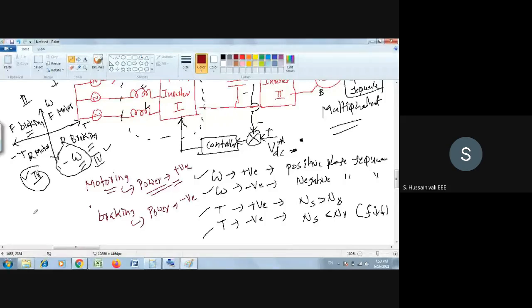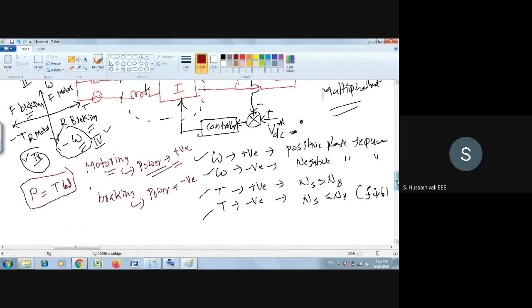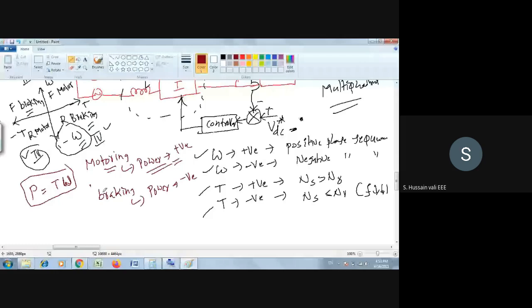Now, what is power? You have a formula for the power. I think it is T into omega. Am I correct? Yes, sir. Now you see yourself. To have power positive, what should be the values of T and omega? Either both are positive or both are negative. Am I correct?